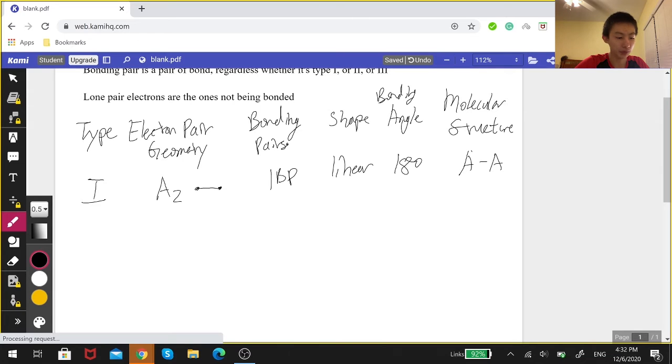Now, our second type of type 1 is AX, and we will draw it like this. This one has one bonding pair, and we're gonna call it linear again, with a 180 degree angle, and it's gonna look like AX, two different atoms.